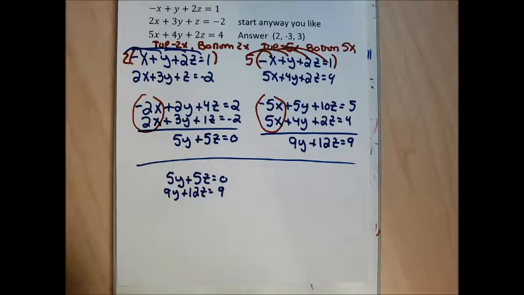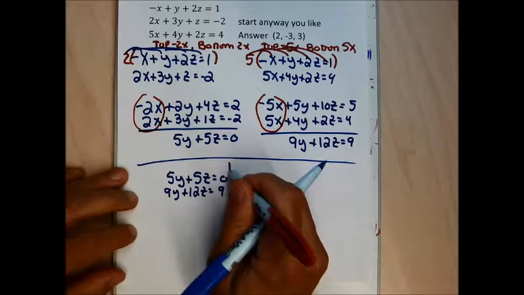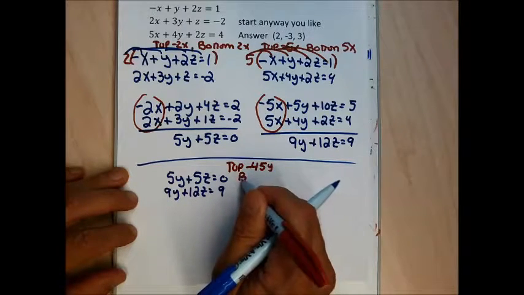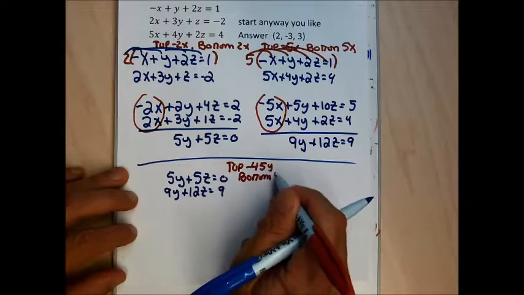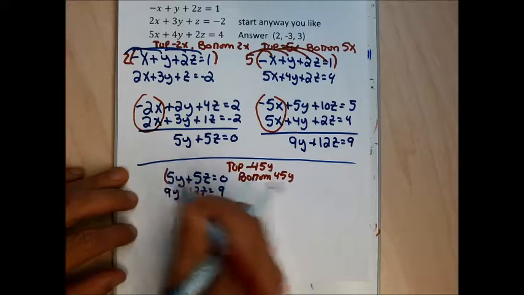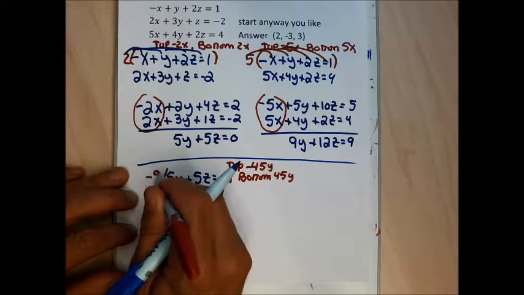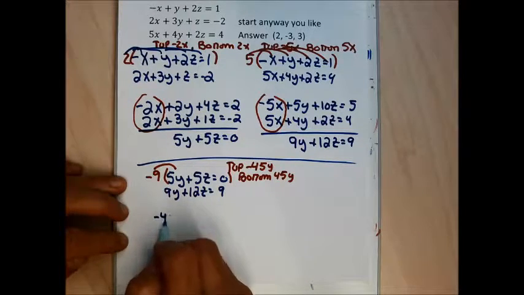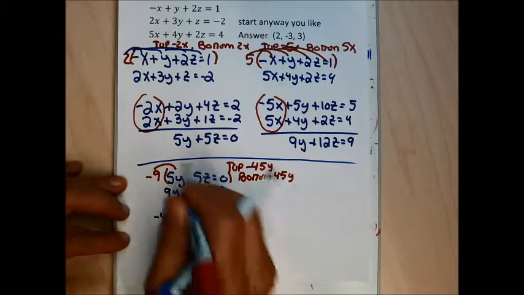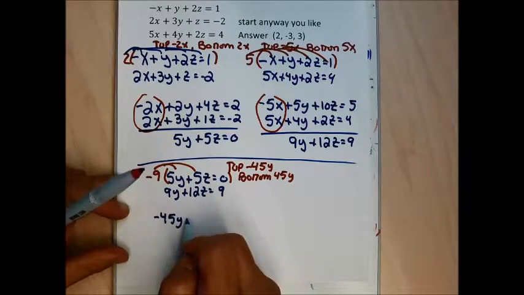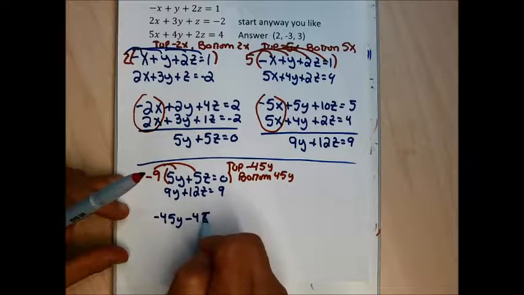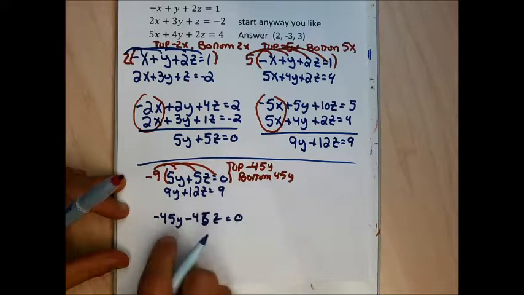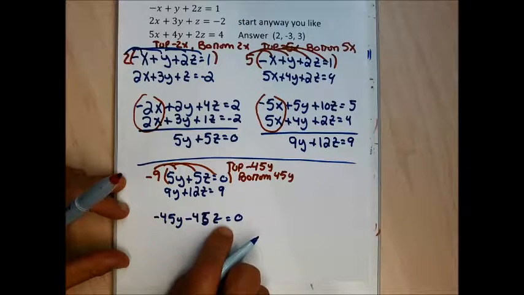Since 45 is smaller, I'm going to drop out the y's. I'm going to make the top have a negative 45y and the bottom have a positive 45y, which is the least common multiple between 5 and 9. So for the top, I'm going to multiply by negative 9. Negative 9 times 5 is negative 45, and I'll keep that y. Negative 9 times positive 5 gives me negative 45z. And then negative 9 times 0 gives me 0. So that should say negative 45y minus 45z equal to 0.